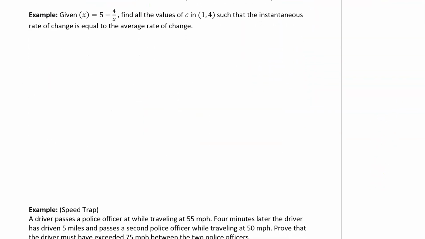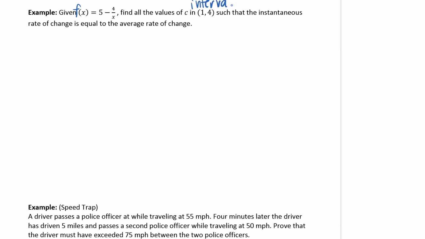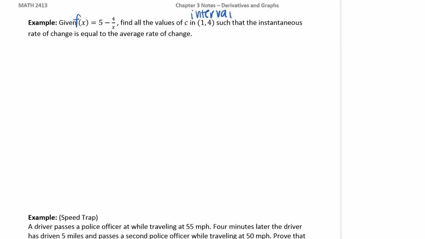So let's look at this example here. It says given f of x equal to 5 minus 4 over x, find all the values of c in the interval from 1 to 4. Be careful with this because it is open like this. Make sure you know that's an interval notation. That's not an ordered pair. Such that the instantaneous rate of change, that's going to be your derivative, is equal to the average rate of change, and that is your slope formula. So it didn't flat out just tell you to use mean value theorem, but it is giving you these words to help you.